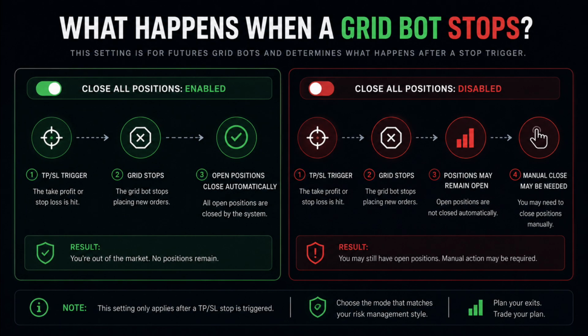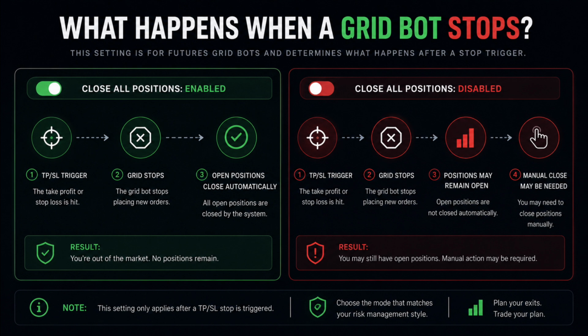Another related setting is close all positions. When this is enabled, the system is instructed to close all positions if the grid stops due to a TP or SL trigger. When it is disabled, the grid may stop, but the positions can remain open after the bot stops. So before starting a futures grid bot, you should know what the bot will do when TP or SL is triggered. Will it only stop the grid, or will it stop the grid and close the open positions too? That difference can be very important. TP or SL is not a guarantee that every trade will close at the perfect price. In very fast markets, there can still be slippage or delay. But TP/SL is still one of the most important tools for planning risk.